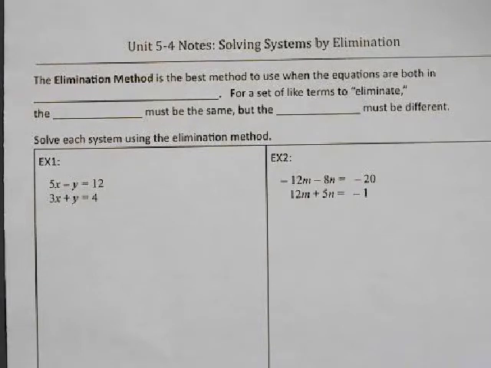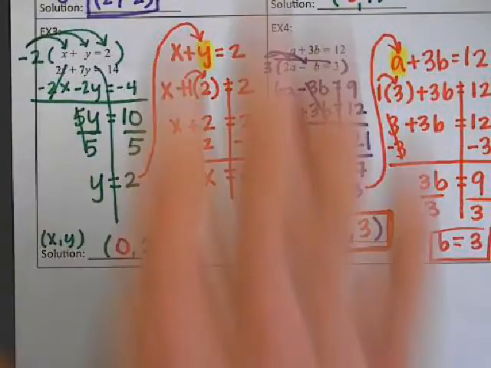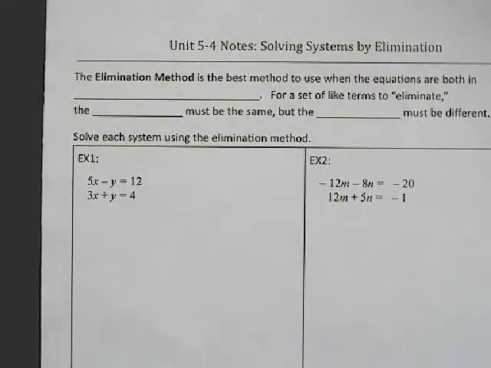So we are going to solve using elimination. What does solve mean? Find the answer. Solve: get the letter by itself. So we're trying to get the letter by itself. That's what solving means. Now, with systems.